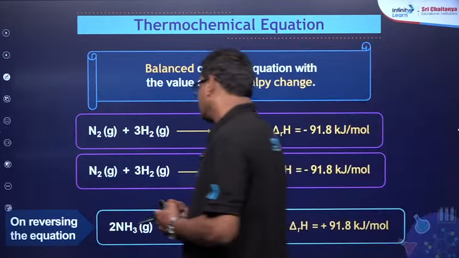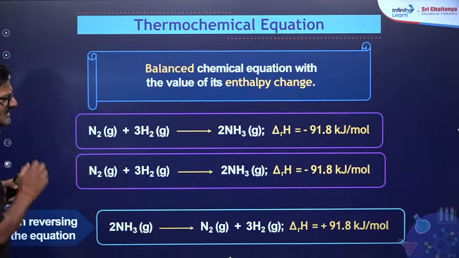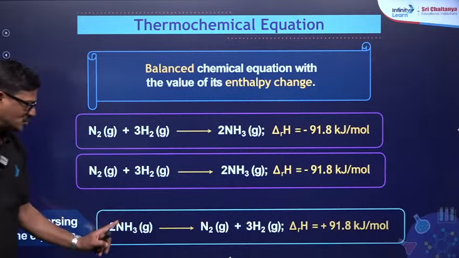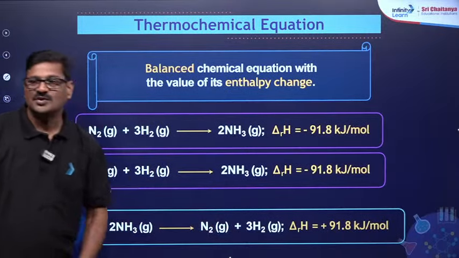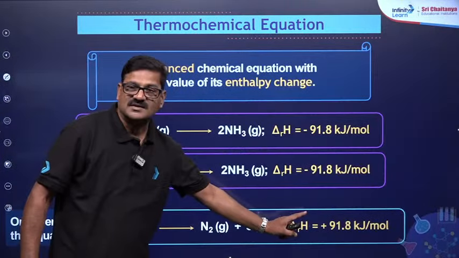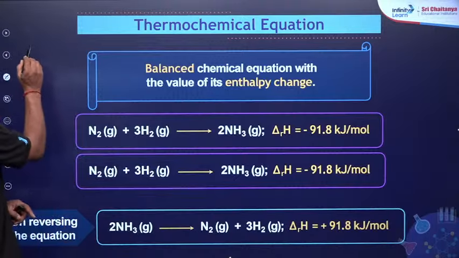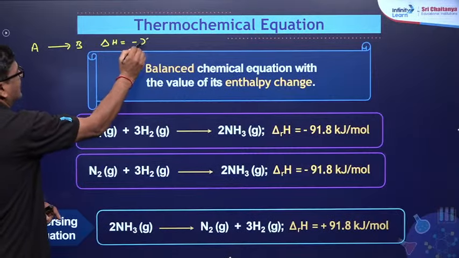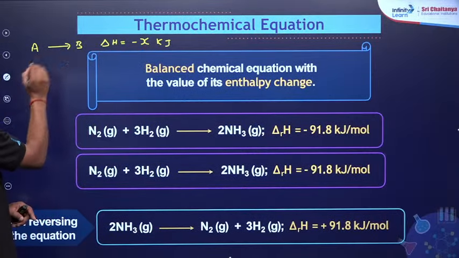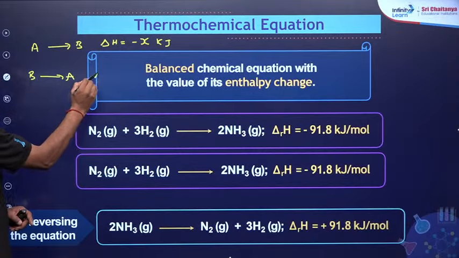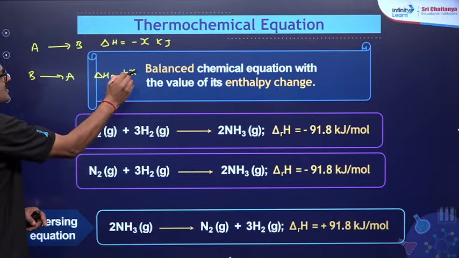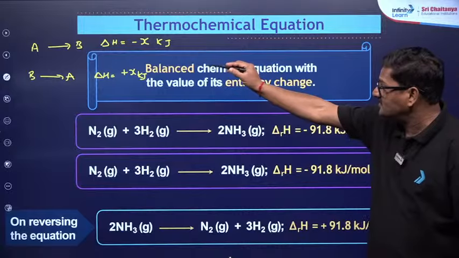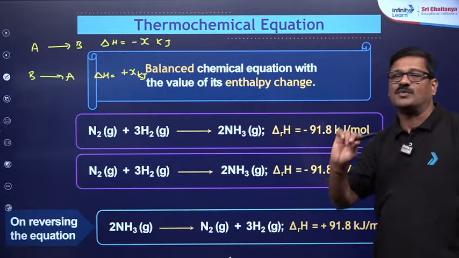Similarly, you can say the same thing here. If you reverse this equation, you have 2NH3 gives N2 plus 3H2, and it will be plus 91.8. So if A gives rise to B and delta H is minus X kilojoules, then when B gives rise to A, delta H is plus X kilojoules, beta, right? This is the key point. If you know this key point, you can handle so many numericals.